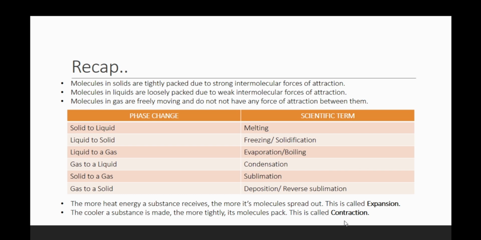We also learned about the property of expansion of matter. The more heat energy a substance receives, the more its molecules spread out. This is called expansion of matter. The cooler a substance is made, the more tightly its molecules pack. This is called contraction of matter.